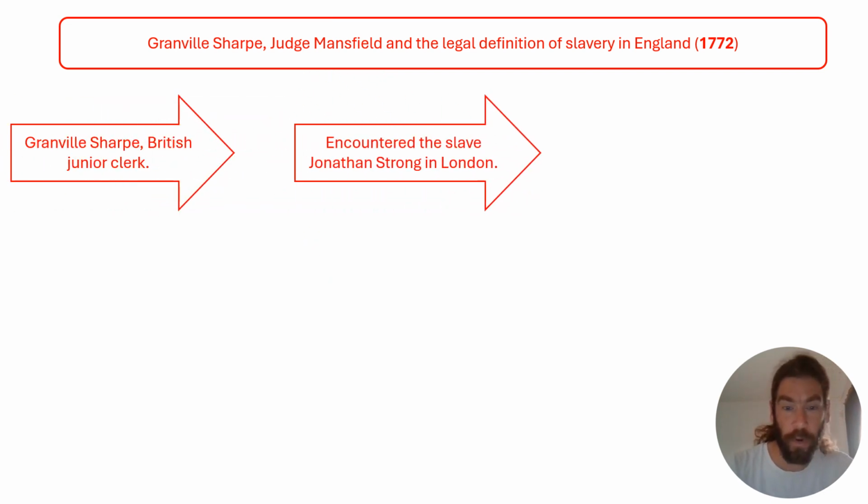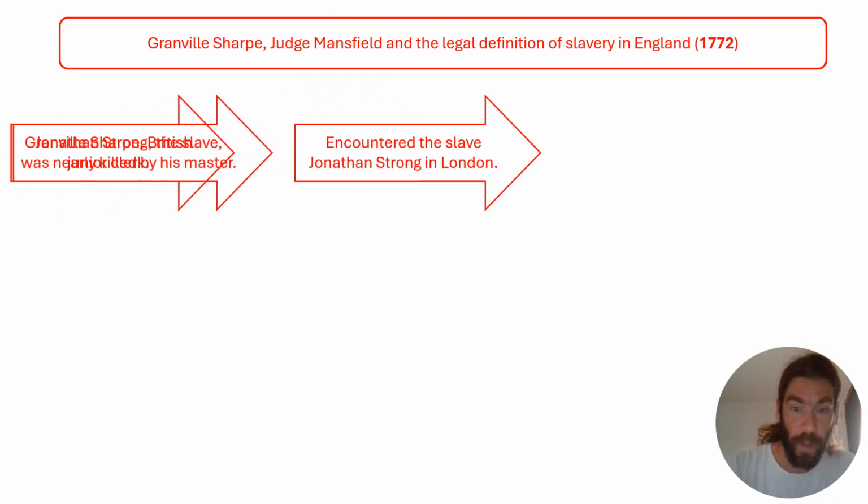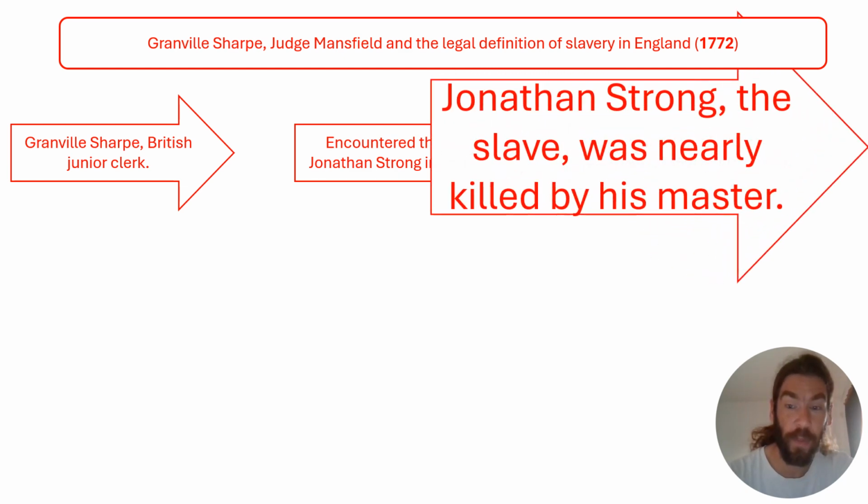And this junior clerk encountered the slave Jonathan Strong in the city of London, but he wasn't in good shape. He was beaten up. He was nearly killed by his master. He was in very bad physical shape, almost dying. Yes, he was nearly killed by his slave master.